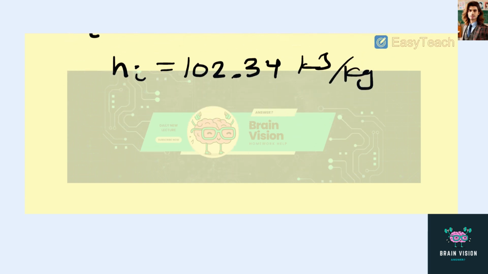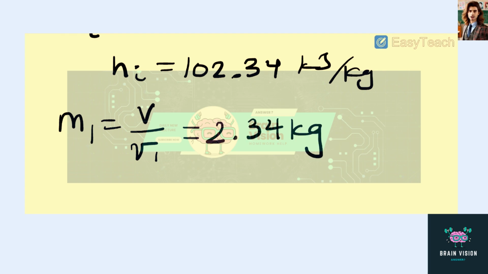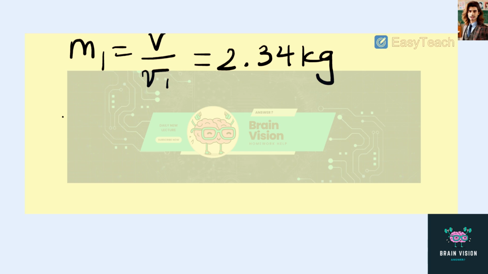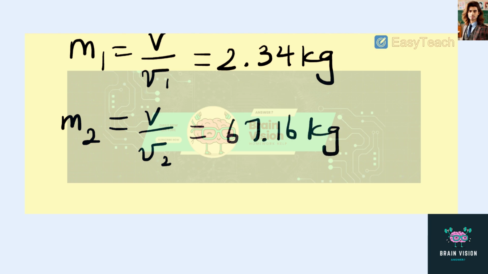Now we're going to solve for the initial mass of the refrigerant in the tank. Just by using the specific volume that we solved for, we can say that m1 is equal to the total volume over the specific volume. Plugging in for these quantities, we see that the initial mass is 2.34 kilograms. Similarly, we can also solve for the final mass, which is just that same total volume over the specific volume v2, and that is equal to 67.16 kilograms.